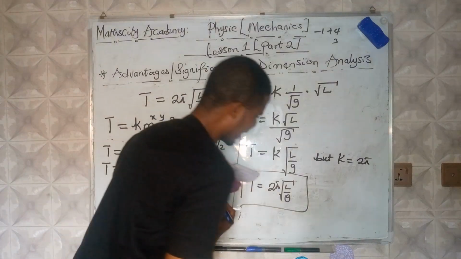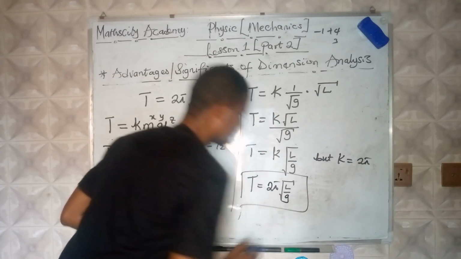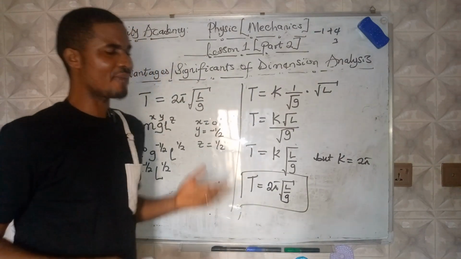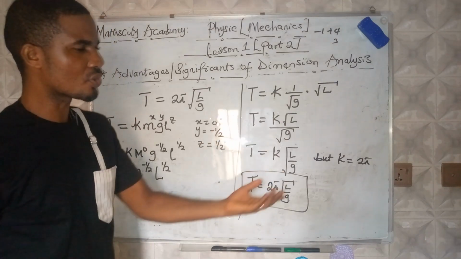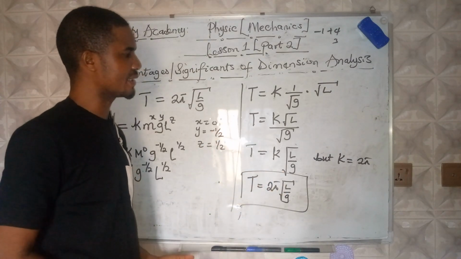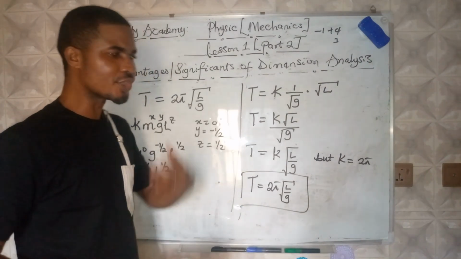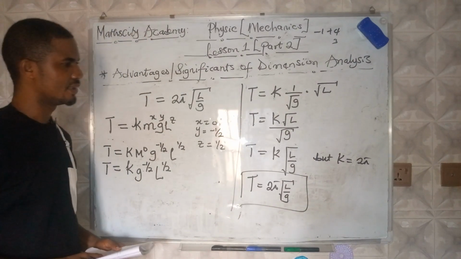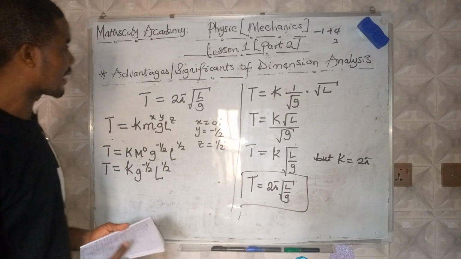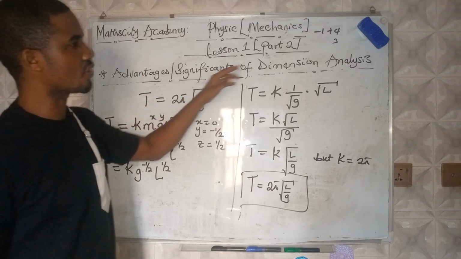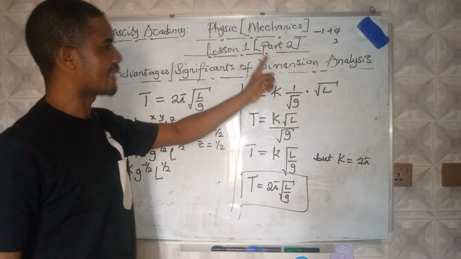At this point, I believe you now appreciate dimensional analysis and its applications. It is applied so much in physics that you begin to appreciate it. You can use it to check if a given equation is correct. You can use it to check the relationship between two or more physical quantities. You can use it to find the unit of a given physical quantity. If you know the dimension, you can get the unit. So, at this point, we draw the curtain on the advantages or significance of dimensional analysis, and also on lesson 1 on dimensional analysis.